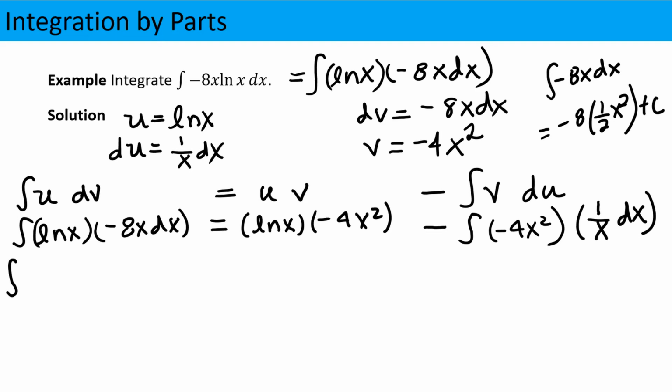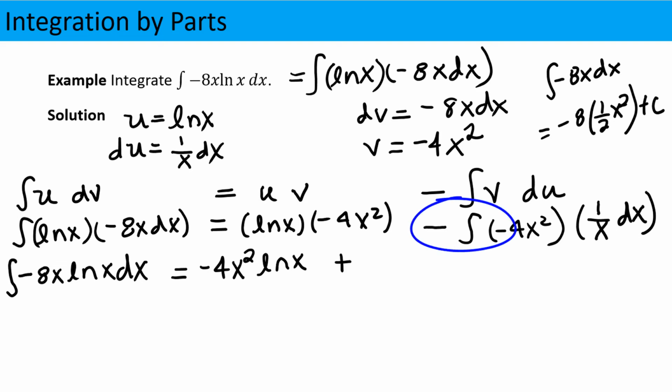Let's write this again. I'm going to revert the integral back to the original presentation. So I'm going to integrate negative 8x ln of x dx is equal to, I'll write the polynomial term first, so negative 4x squared ln of x. Now let's be careful with the algebra. The negative and negative gives us a plus. The 4 is a constant, so we could take it to the left of the integral symbol. An x squared in the numerator and an x in the denominator gives you 1x dx.